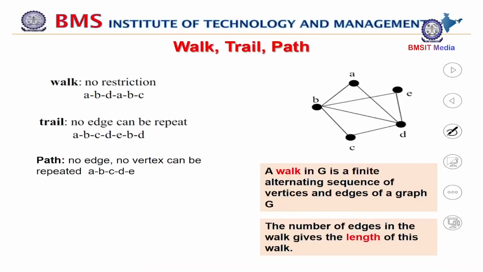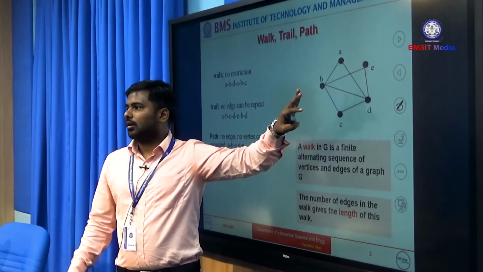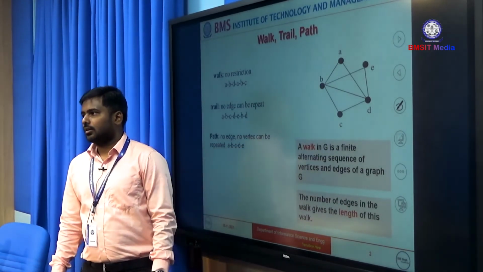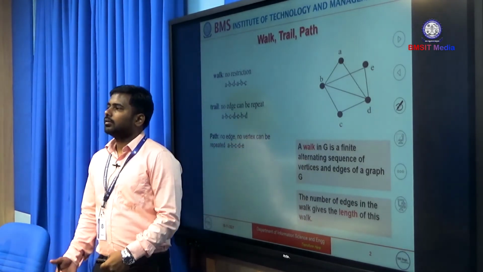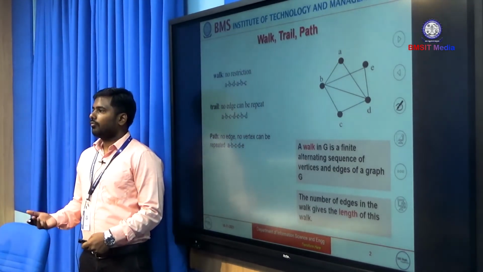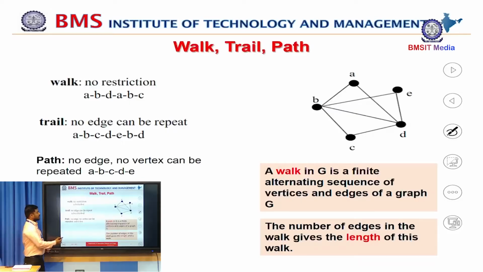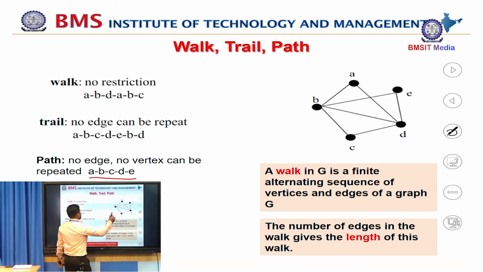Now, let us see what a path is. In the case of a trail, as we see, there is no repetition of edges. In the case of a path, there will be no repetition of edges as well as no repetition of vertices, and then we can call it a path. You can see in this example we have a path from A to E. We will start with vertex A, we will reach B.